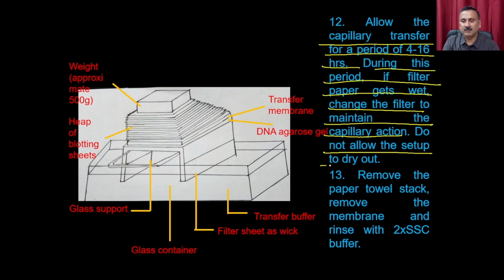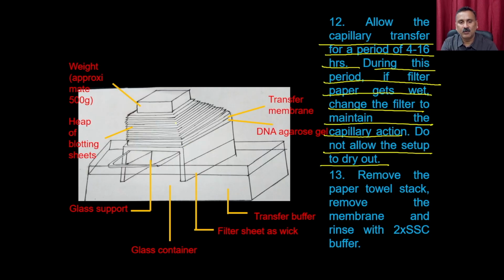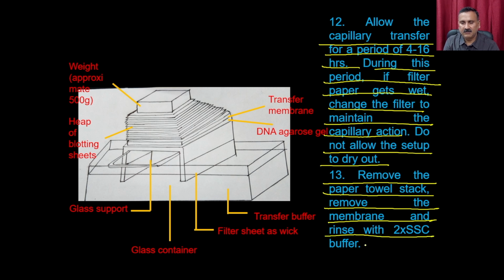Do not allow the setup to get dried out. So, you are going to cover this whole setup with the help of a saran wrap, and that is how there will be no loss of water except the water flowing through these filter papers. Once the transfer is done, you remove the paper towel, remove the membrane and rinse with 2x SSC buffer.